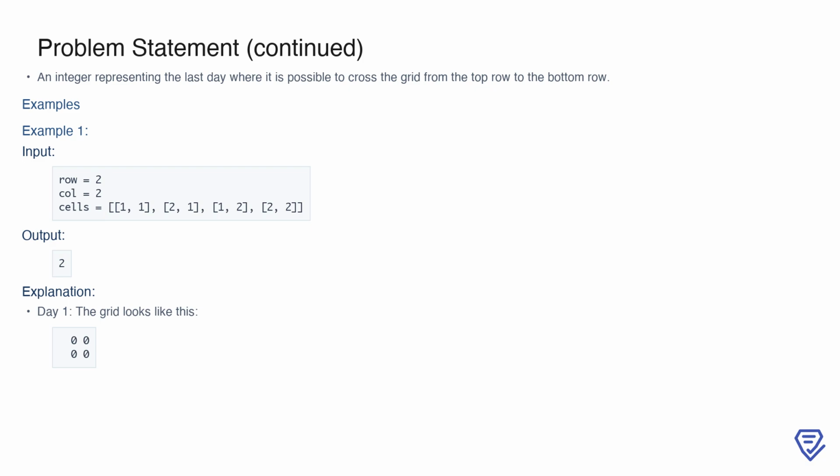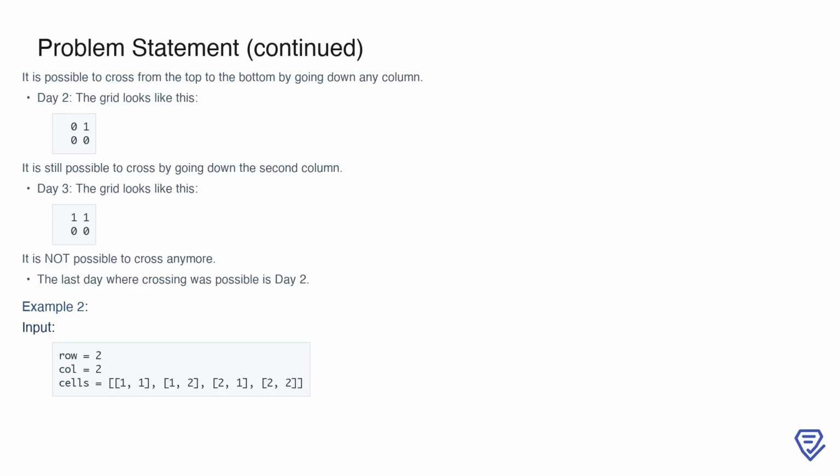For row equals 2, col equals 2, and cells equals [1,1], [2,1], [1,2], [2,2], the goal is to determine the last day when a path exists from the top row to the bottom row. On day 1, all cells are unblocked, so the grid looks like a 2 by 2 grid of zeros, indicating that every cell is traversable. At this point, it is possible to cross from the top row to the bottom row by moving straight down through any column.